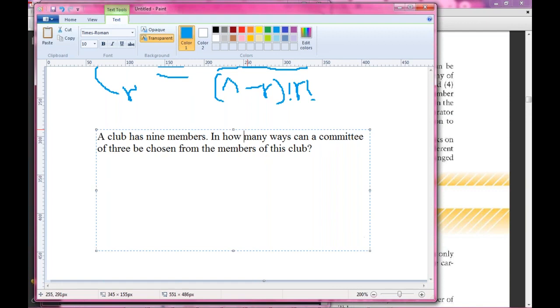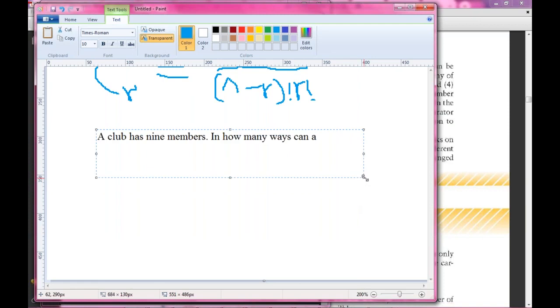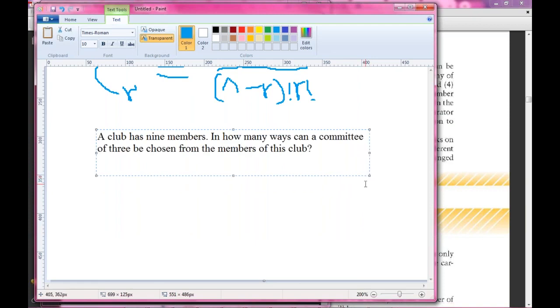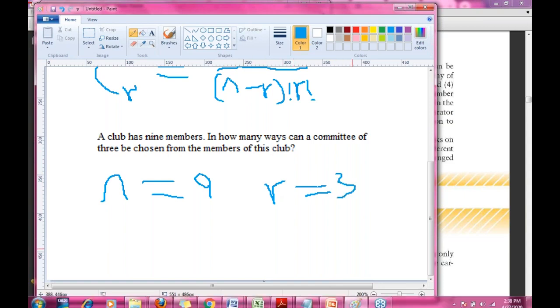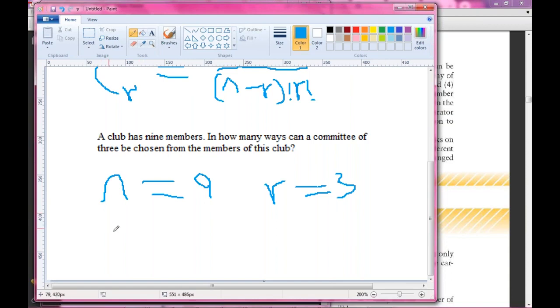So to solve this simple question, which says that the club has 9 members, in how many ways can a committee of 3 be chosen from the members of this club? We have n as 9, because n is the total number. n is equal to 9 here, and r is equal to 3. So it's just as simple as that.